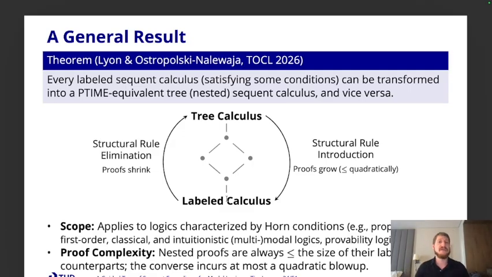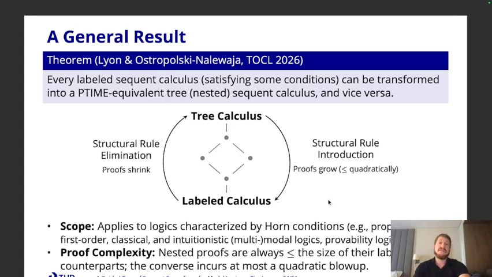Now, the nice thing about this theorem is these conditions are quite general. So they encompass a large number of proof systems for a large number of different logics, including propositional logics, first-order logics, classical logics, intuitionistic logics, multimodal logics, and of course, various provability logics, GL falling underneath this umbrella term. And also, this general result gives us some general proof complexity bounds. So we find that proofs tend to grow at most quadratically as you transition from the tree sequent setting to the labeled sequent setting, and they tend to shrink by the same amount when you go backwards.